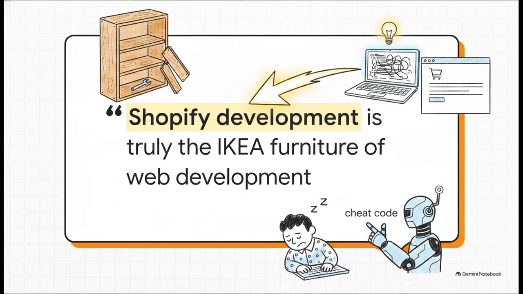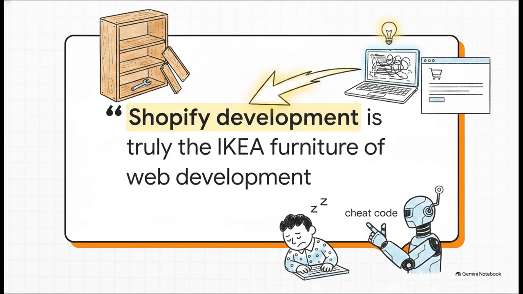We've got to start with this hilariously accurate quote from veteran developer Will Misbach. He says, Shopify development is truly the IKEA furniture of web development. The IKEA Allen wrench is to furniture assembly what that one piece of code you copied from a forum at 3 a.m. is to your Shopify site. I mean, right? You might not be entirely sure it's the right fit, but hey, it holds the whole shebang together. Now, historically, that learning curve has been, well, incredibly frustrating.